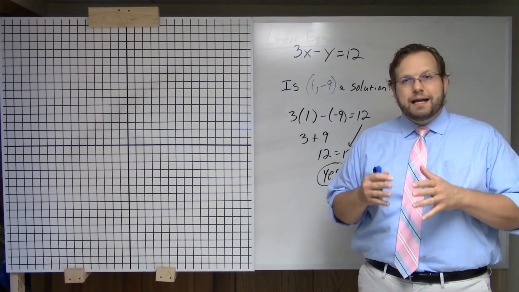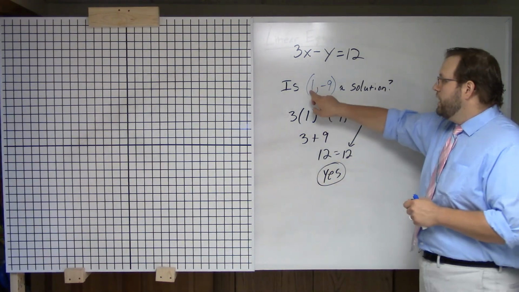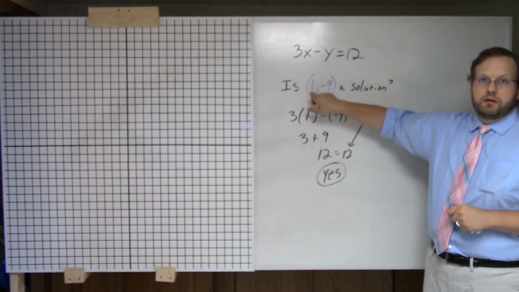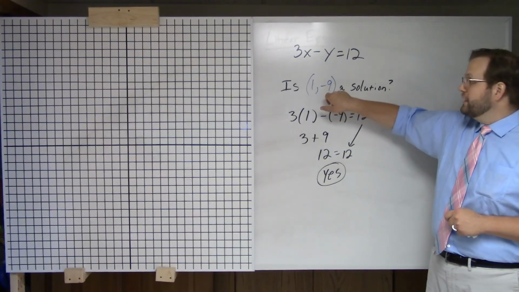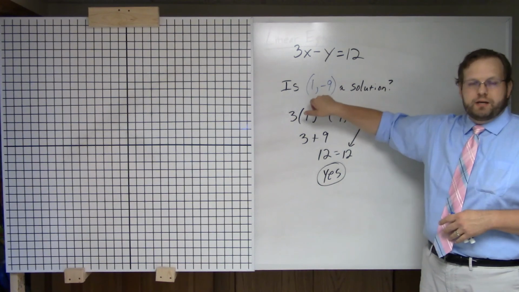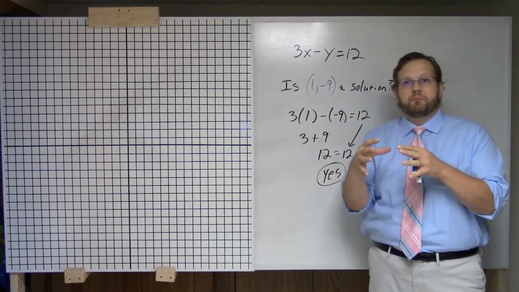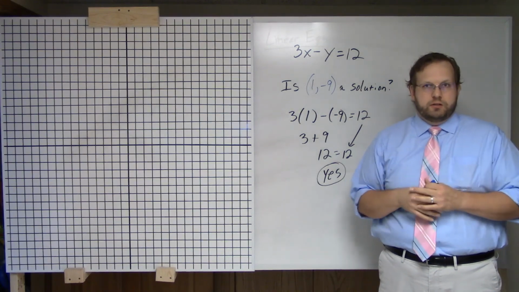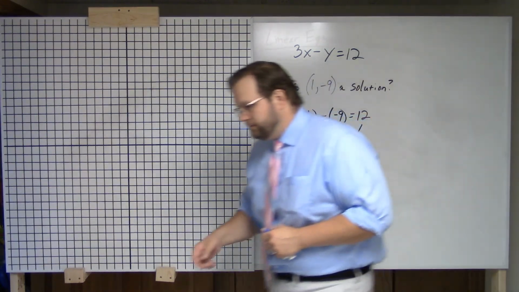So it's not going to be a question, does 1 work for x? 1 works for x, but with what y? Or -9 works as y, but with what x? So it's the pair of numbers that we're trying to lock down with these equations. Okay, so let's look at it now.